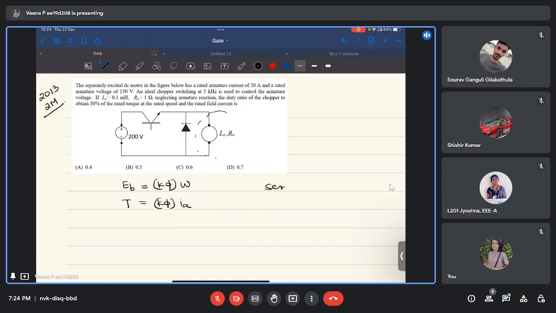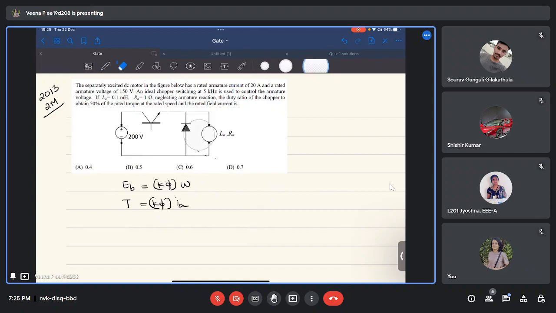But in the case of a series DC motor, you already know your field current is the same as armature current. So this K phi is proportional to your field current. So torque becomes proportional to armature current square in the case of a series machine. But regardless, these equations hold true for all DC machines. So you just have to remember these two equations: the back EMF is proportional to the field and speed, and the torque is proportional to the field and armature current.